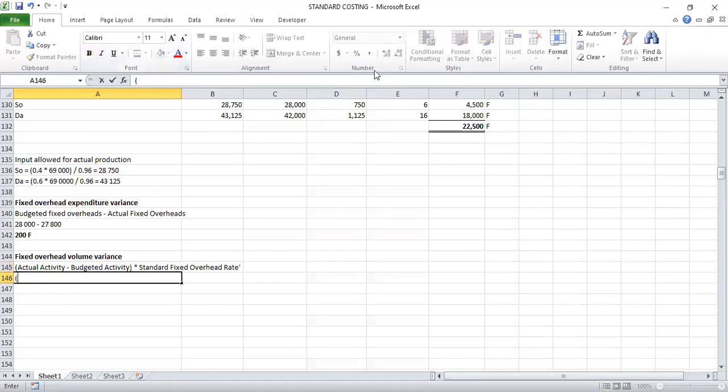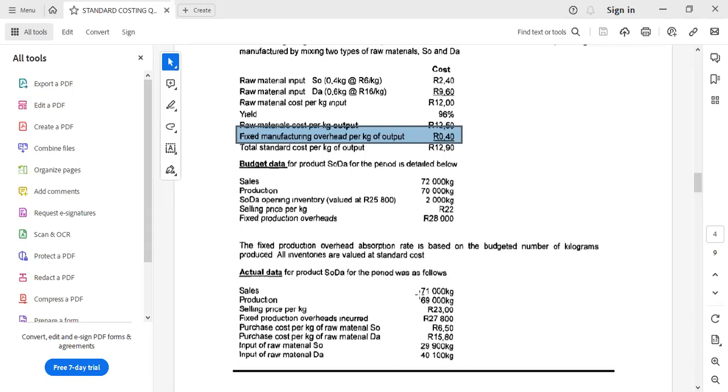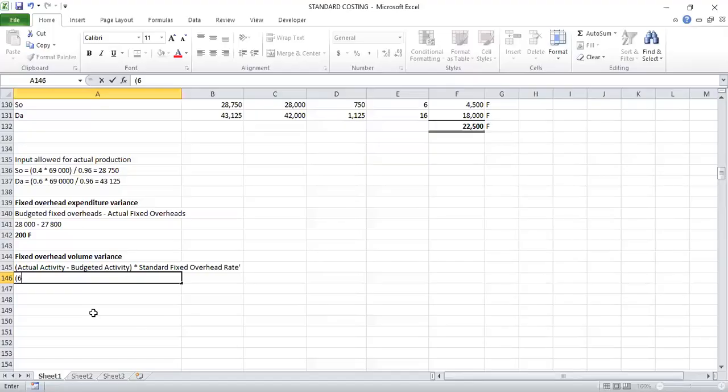Right, which is the actual activity. The actual units was 69,000. We'll be talking about the production because fixed overheads are in the production process. The budgeted was 70,000 and the standard was 40 cents per unit. So we would say 69,000 minus 70,000 multiplied by 0.4. What do we get? $400 adverse.